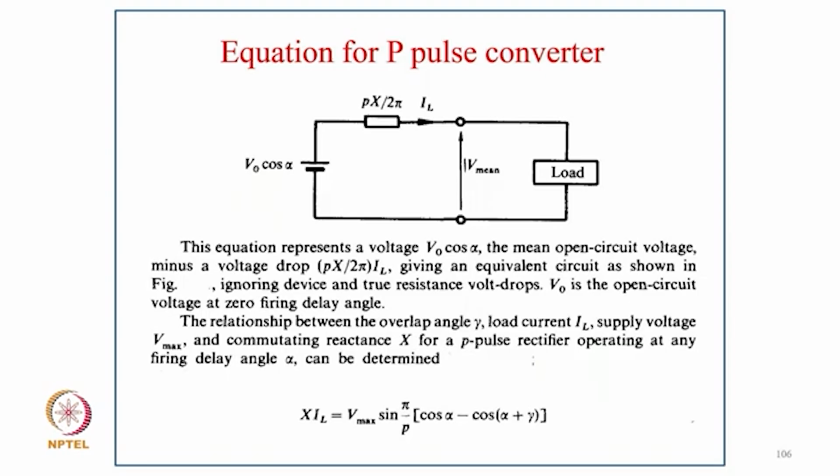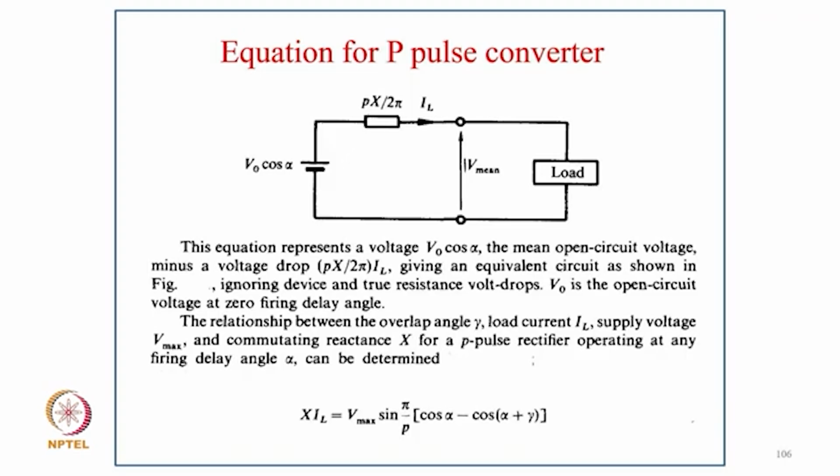And this is the equivalent circuit. For this circuit, the voltage in the ideal case we call V0 cos alpha, minus P X upon 2 pi times the current, and then we get the voltage across the load. So this represents the effect of source impedance. The equation represents the mean open circuit voltage V0 cos alpha minus a drop P X upon 2 pi IL, giving the equivalent circuit as shown in the figure, ignoring the resistance voltage drop, and V0 is the open circuit voltage at 0 firing.